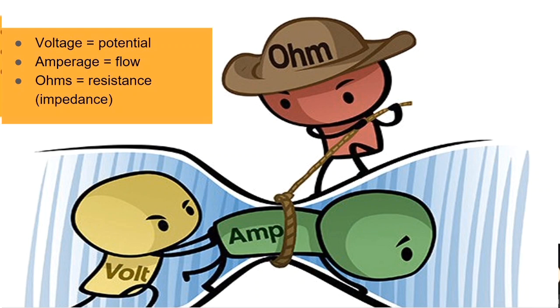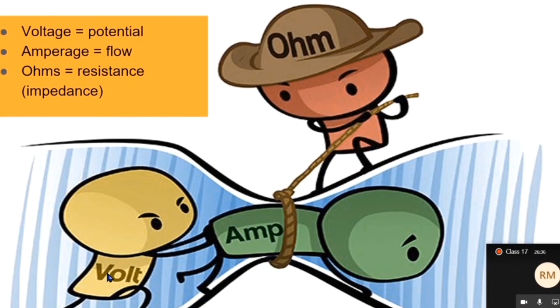Okay, so that means that we should be familiar with a few units, right? And those units are voltage, amperage, and then ohms. So it looks like this. This funny little cartoon explains it nicely. That word voltage or volt is the potential for a water-like flow of electrons. It's not the flow itself. It's just, hey, are you guys ready? I'm ready. Are you ready? I'm ready. Let's go.